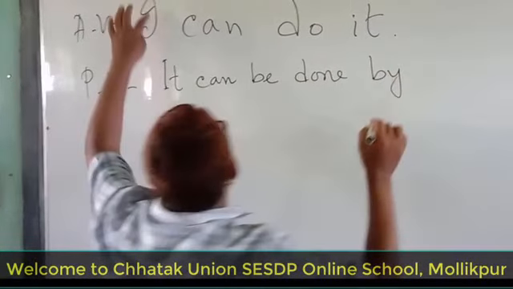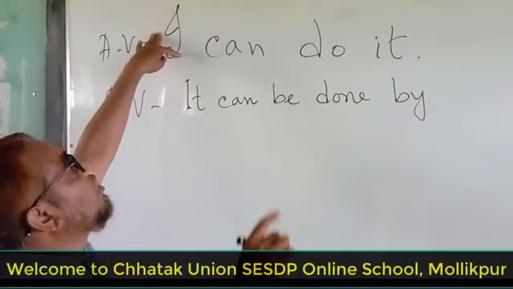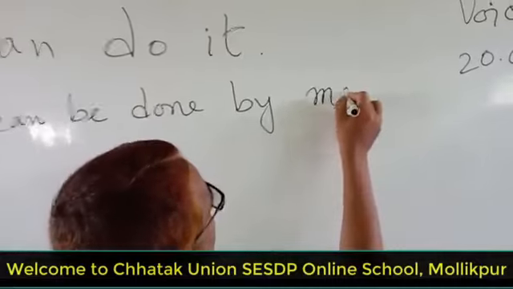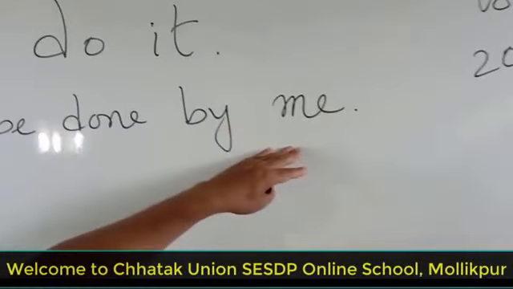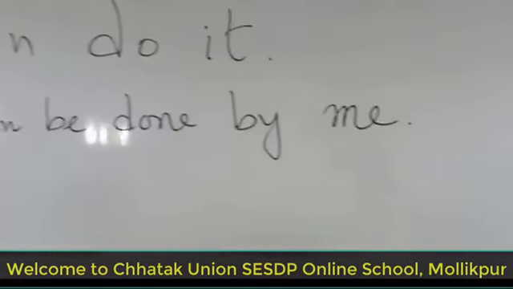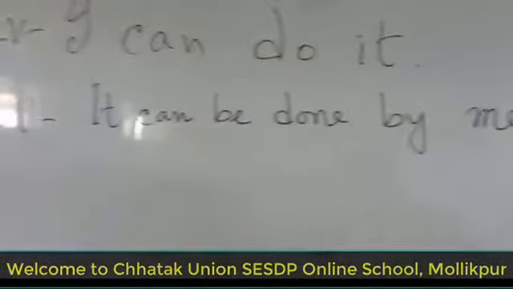And I is a pronoun. The objective form is me. We should write the objective form of any pronoun after by. It can be done by me. Have you understood?